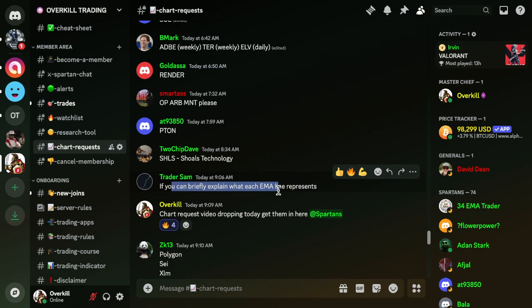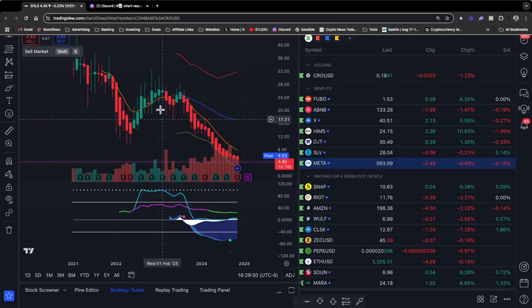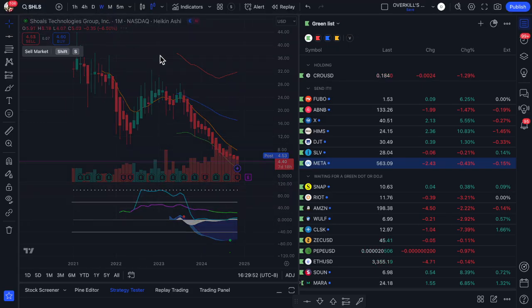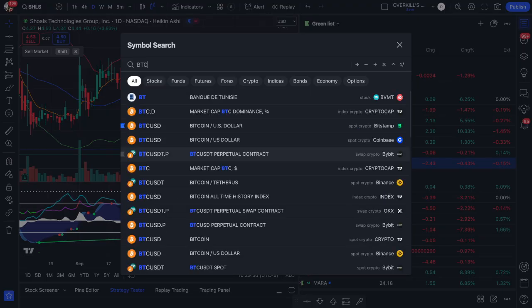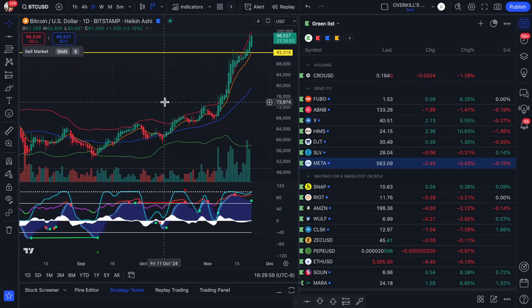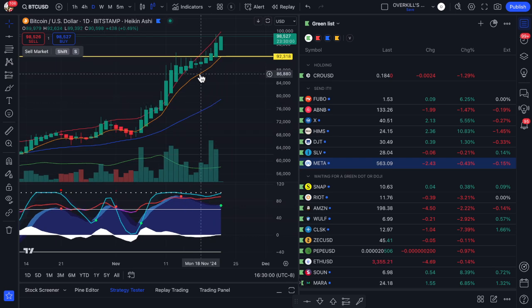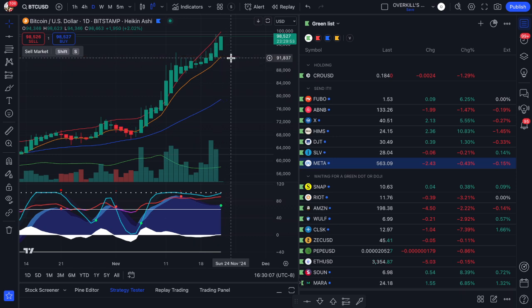If you could briefly explain what each EMA represents. So we actually use two EMAs. The one EMA is, let me go to a different chart here, Bitcoin. So this orange line right here, if you're looking at a daily chart, the orange line is the average price over the last 9 days. Okay, this blue line on our indicator is going to be the 30-day EMA. So this is the average price over the last 30 days. There's 30 days in a month, so this is like the monthly average price.